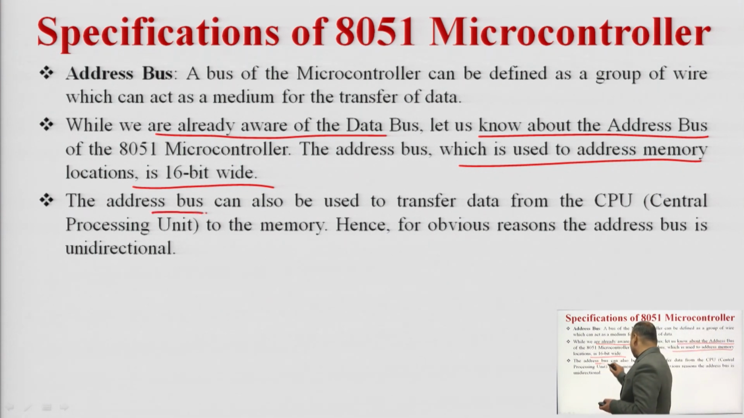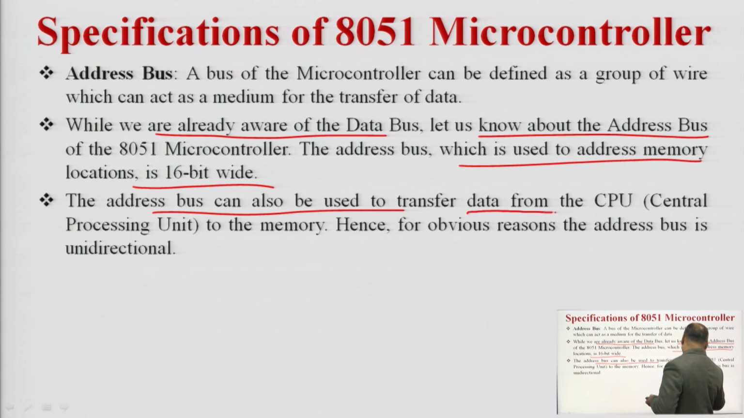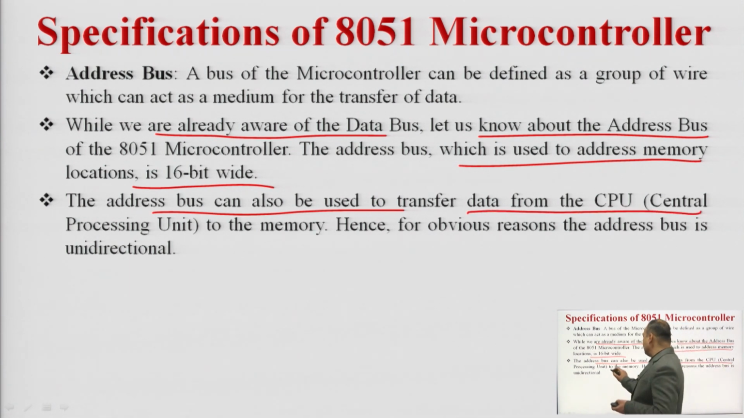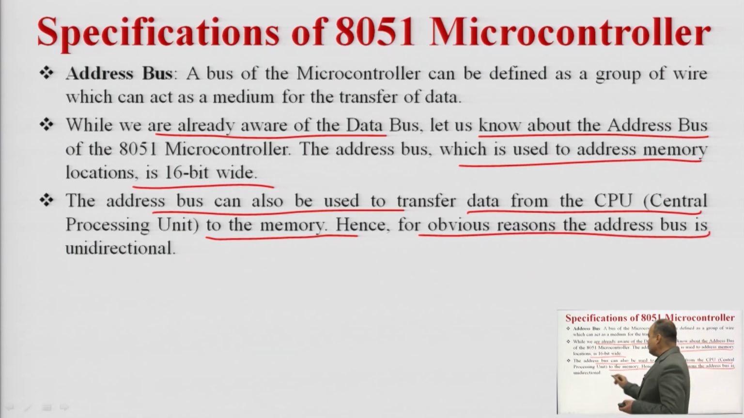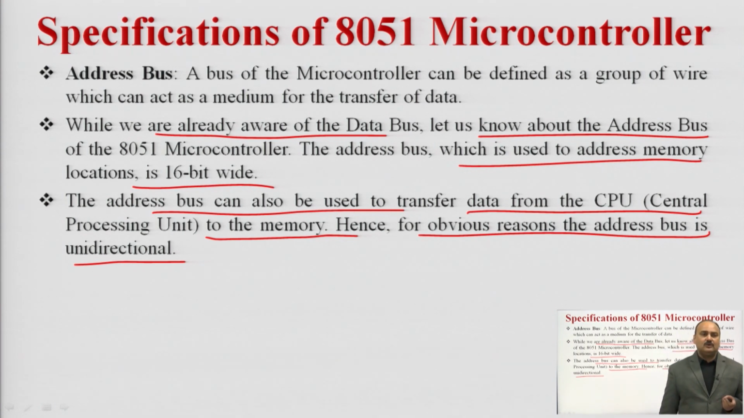The address bus can also be used to transfer data from the CPU, that is central processing unit, to the memory. Hence, for obvious reason the address bus is unidirectional. The address bus is unidirectional because the processor or the controller will need this address to access the memory location with the help of the valid or unique address. So, since the address is specified by 16 bits, the address bus in 8051 microcontroller is 16-bit.